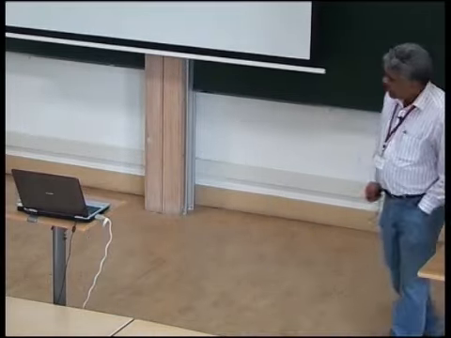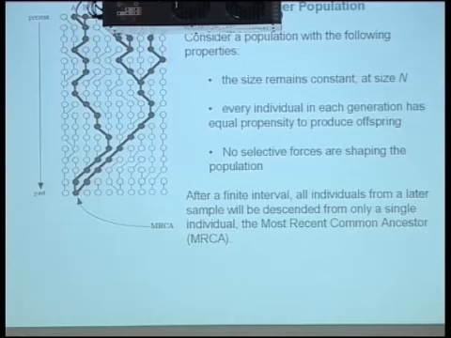In population genetics, we have the standard Wright-Fisher model, the paradigm of population modeling, population dynamics, where we have perhaps in the simplest case a constant sized population. It's panmictic. All individuals can interbreed with each other. Every individual in each generation has an equal propensity to produce offspring. And there are no selective forces shaping the population. And of course, after some finite interval of time, there's going to be the loss of lineages from the past to the present, just by chance alone, so that all of the lineages at some point in time derive from the same common ancestor.